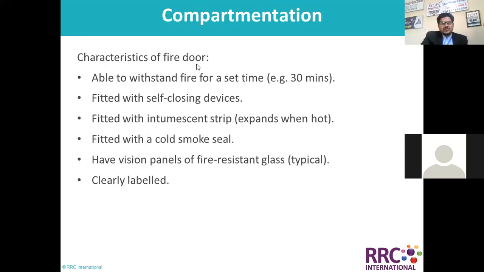What are the other characteristics of a fire door? Make sure it is able to withstand fire for a set time, like 30 minutes, and more time means more cost again. I told you, quality is expensive. And if it is your requirement, you have to fulfill it: fitted with self-closing devices, fitted with intumescent strips that expand when hot, fitted with a cold smoke seal, and with a vision panel of fire-resistant glass even, clearly labeled.